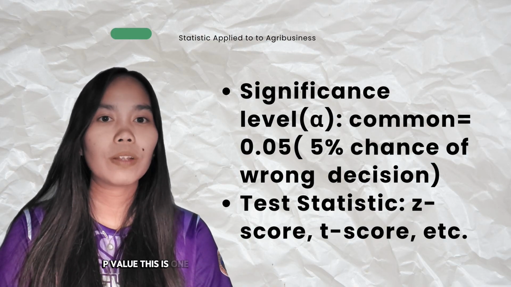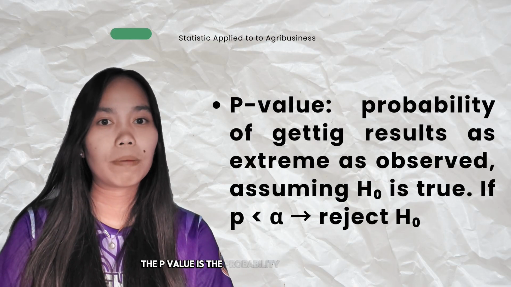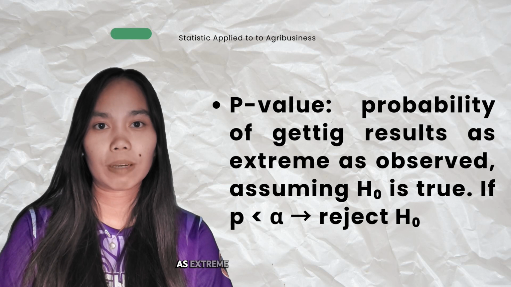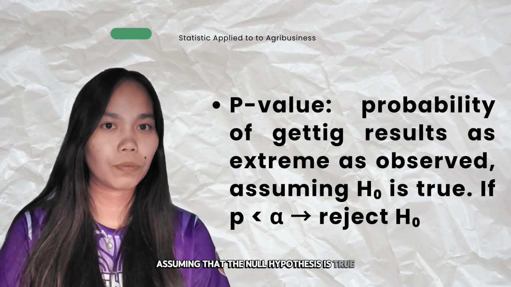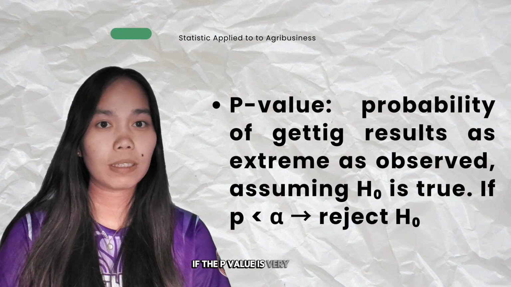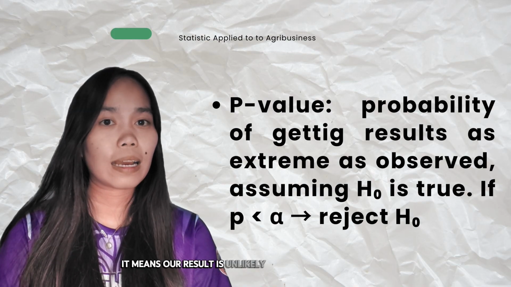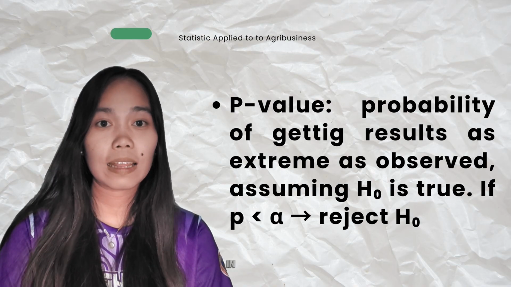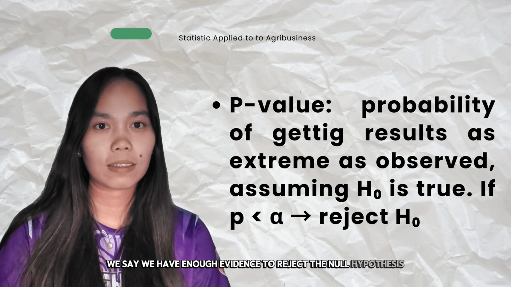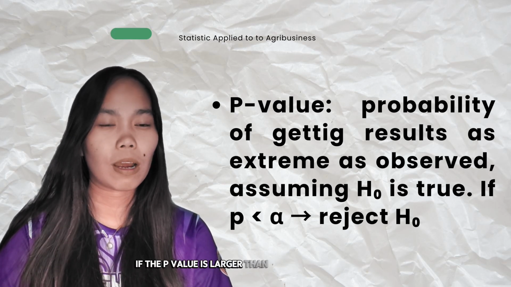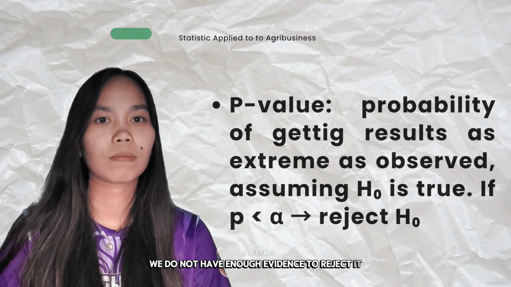P-value. This is one of the most important concepts in statistics. The p-value is the probability of getting results as extreme as our observed data, assuming that the null hypothesis is true. If the p-value is very small, smaller than our significance level, it means our result is unlikely to happen just by chance. In that case, we say we have enough evidence to reject the null hypothesis. If the p-value is larger than our significance level, we do not have enough evidence to reject it.